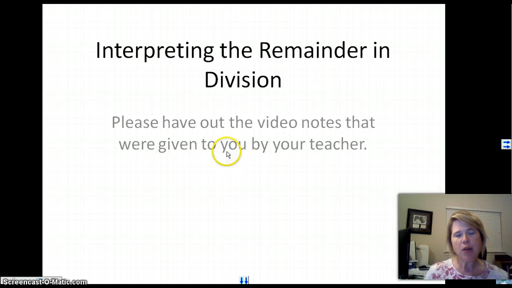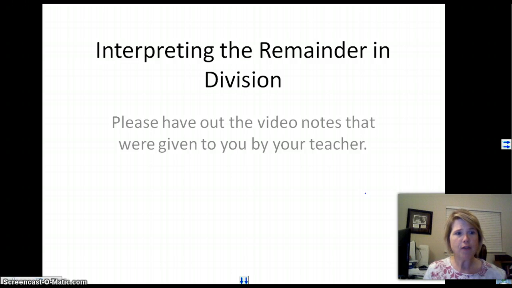So what's going to happen whenever you divide and you have a remainder and you are solving a story problem? There's three different things that can happen when you have a remainder to answer the question. So we're going to talk about that today. So as you can see, it says have out your video notes that were given to you by your teacher today, and we're going to go ahead and get started.